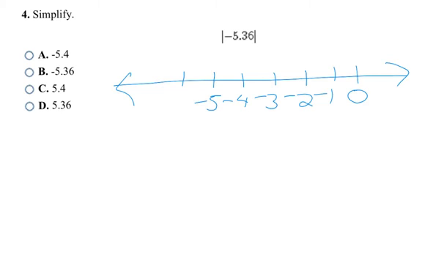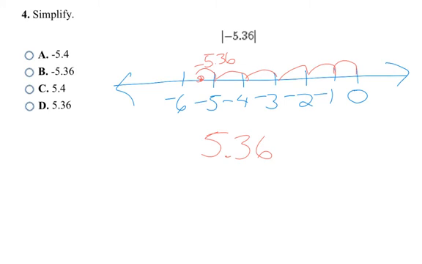And so negative 5.36 is going to be somewhere between negative 5 and negative 6. So it's going to be right about here is where negative 5.36 is. So then you want to count out how far away that is from 0. So you're going to have 1, 2, 3, 4, 5, and then 5.36. So that distance from 0 is 5.36.